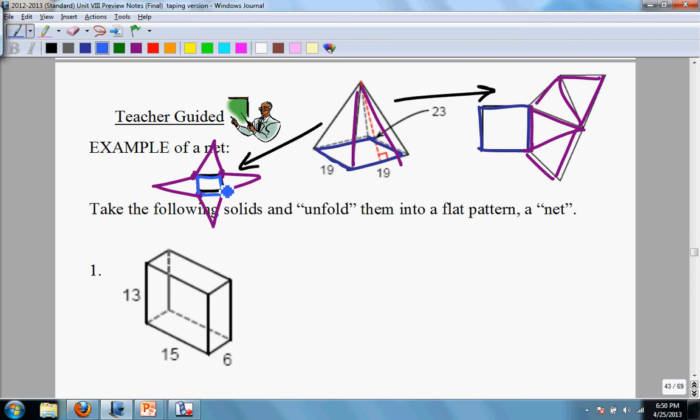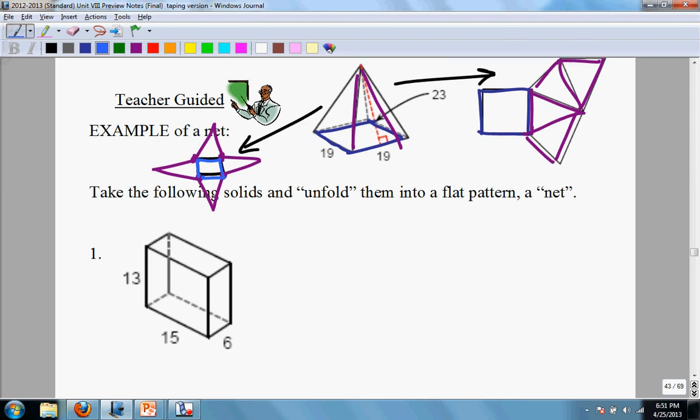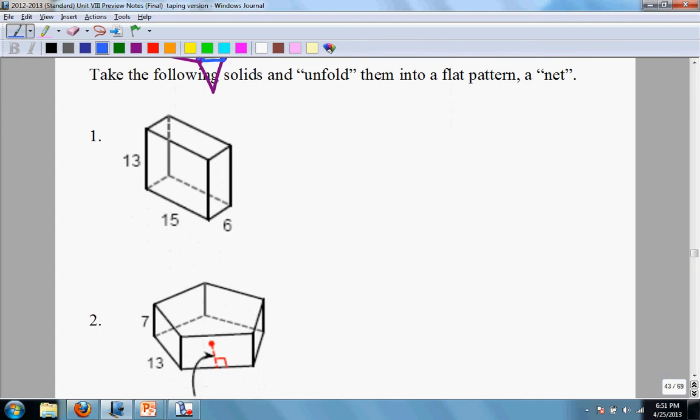So what we're going to do here is take these solids and very carefully unfold them to the best of your ability. You want to draw these to scale, and we want to carry over all the numbers. So we're going to take this one step at a time. I'm going to start here with this bottom rectangle. And that's going to be 15 and 6.